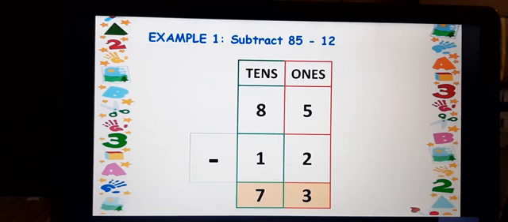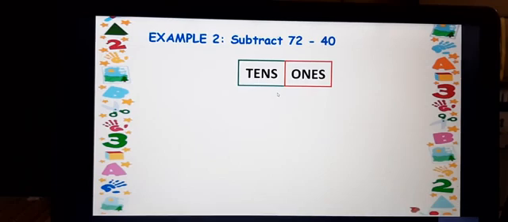So in this way, you have to write the answer and do the calculations. Okay, I hope you understood how to do this. We'll see the second one, when it is 0, what happens and how you have to do it. Okay, see the second example.